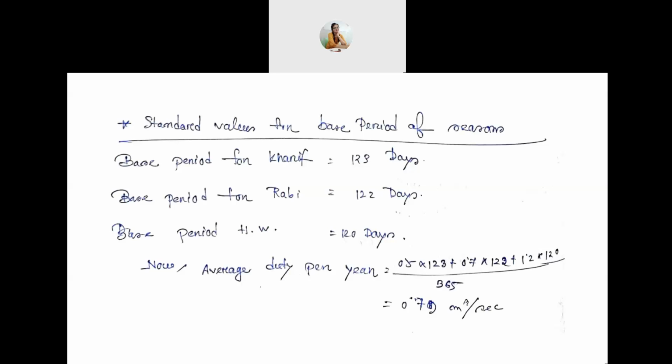So here I've shown you the standard values for the base period of seasons. The base period for Kharif crop is 123 days, the base period for Rabi crop is 122 days, and the base period for HW, so don't confuse, HW is hot weather crops, is 120 days. Now, when we find out the average duty per year, I have shown you how you can find it out. So this 0.5, 0.7 and 1.2 are the fixed values for Kharif crop, Rabi crop and hot weather crops.